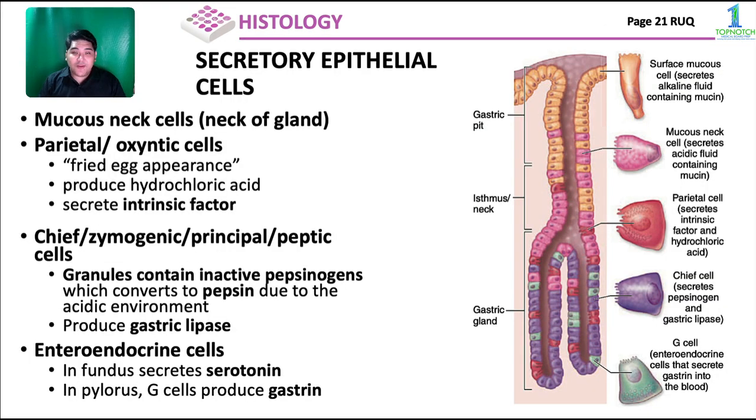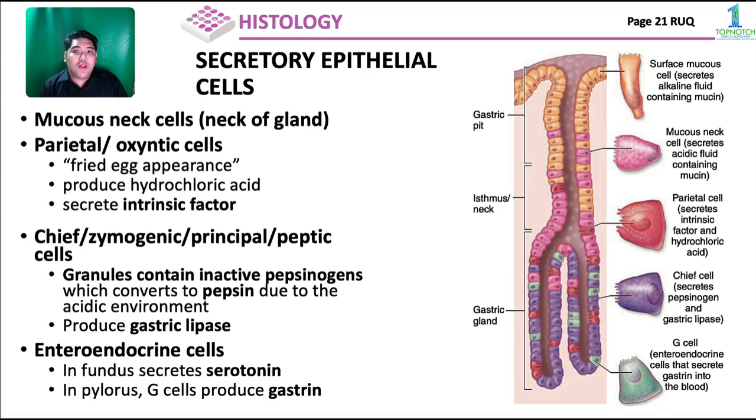Now, let's talk about the secretory epithelial cells of the stomach. Beginning with the gastric pit here, you can see the mucous neck cells. Your mucous neck cells, from the word itself, secrete your mucin. Then when we go down, you can see here your parietal cell or your oxyntic cell. This one naman secretes your intrinsic factor and your hydrochloric acid. And then going down, you also have your chief cells or your zymogenic or principal or peptic cells. Ang dami niyang name. Okay?